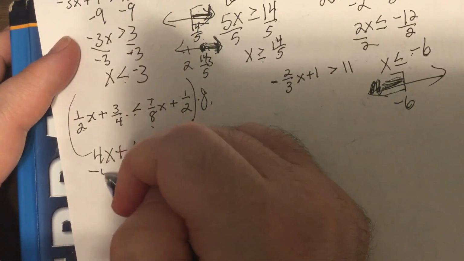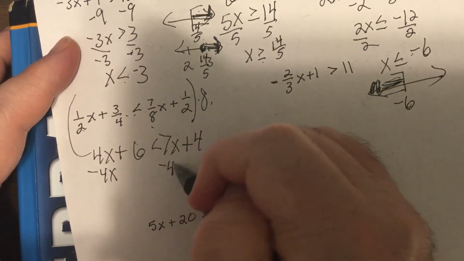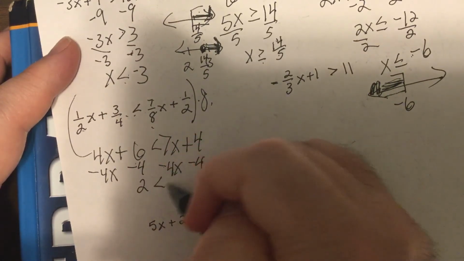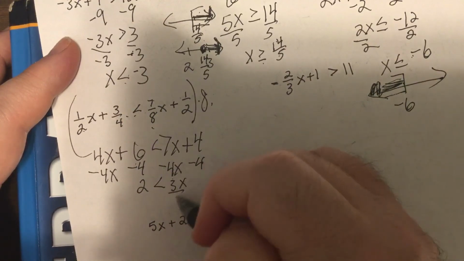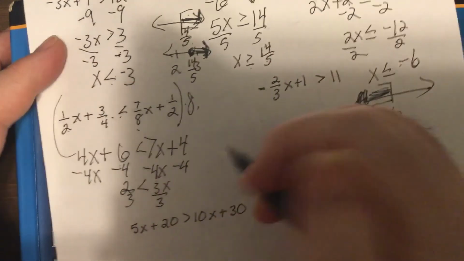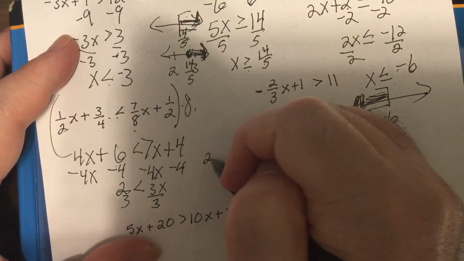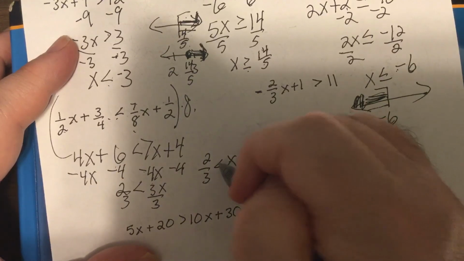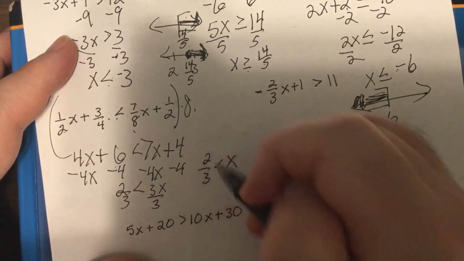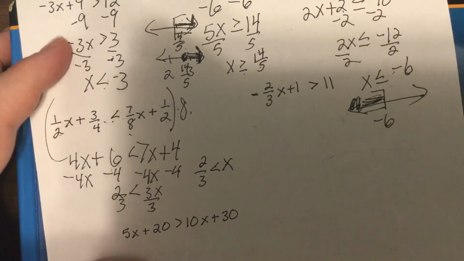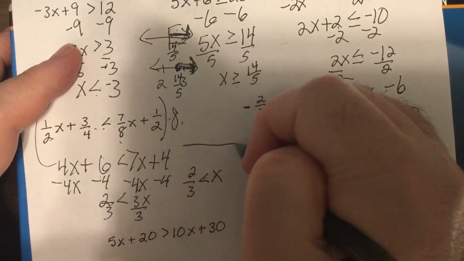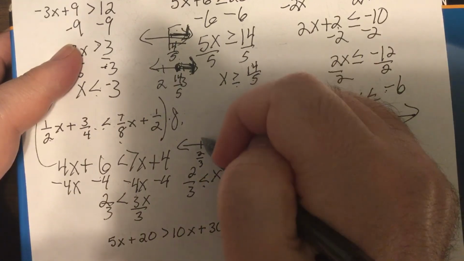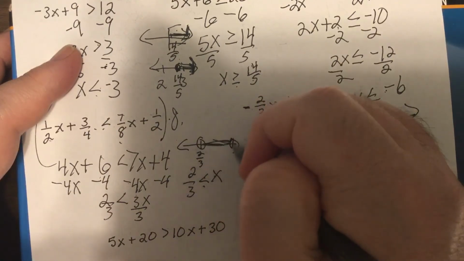Much easier. So I'm going to subtract 4x. And then I'm going to subtract 4. I'm going to do 2 steps at once here, saving a little time. Divide by 3. So x is bigger than 2/3. I hope I didn't make a silly mistake there. So graphically, I'd have 2/3. No equals, so I'm going to do an open dot and bigger.